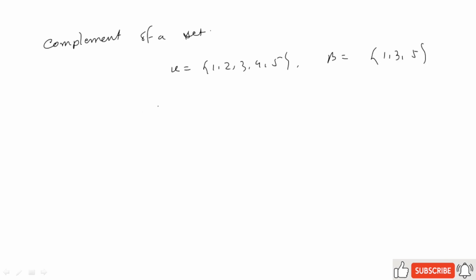Next is what? Complement of a set. Complement of a set. This is very easy. Let us suppose U is 1, 2, 3, 4, 5 and take a set B which is 1, 3, 5, then B complement, the symbol is like this way. Okay, we can represent it by a dash, then B complement is U minus B, that means 2 and 4. This is called the complement of that set. Okay.